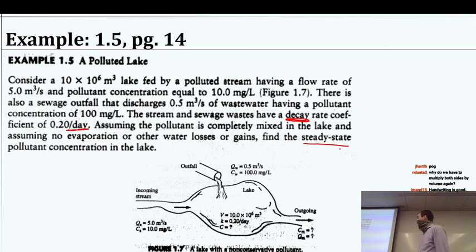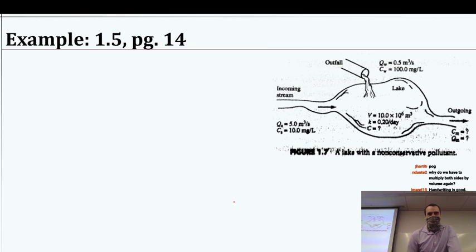If we take a look at the picture here, we have basically everything labeled. All the information we need: we've got the Q in and the concentration in for the two different inputs. We have an output of whatever the combined flow is, and some mysterious concentration that we need to solve for. The volume is given. So what I'm going to do is just put that picture up here. We're solving for C.